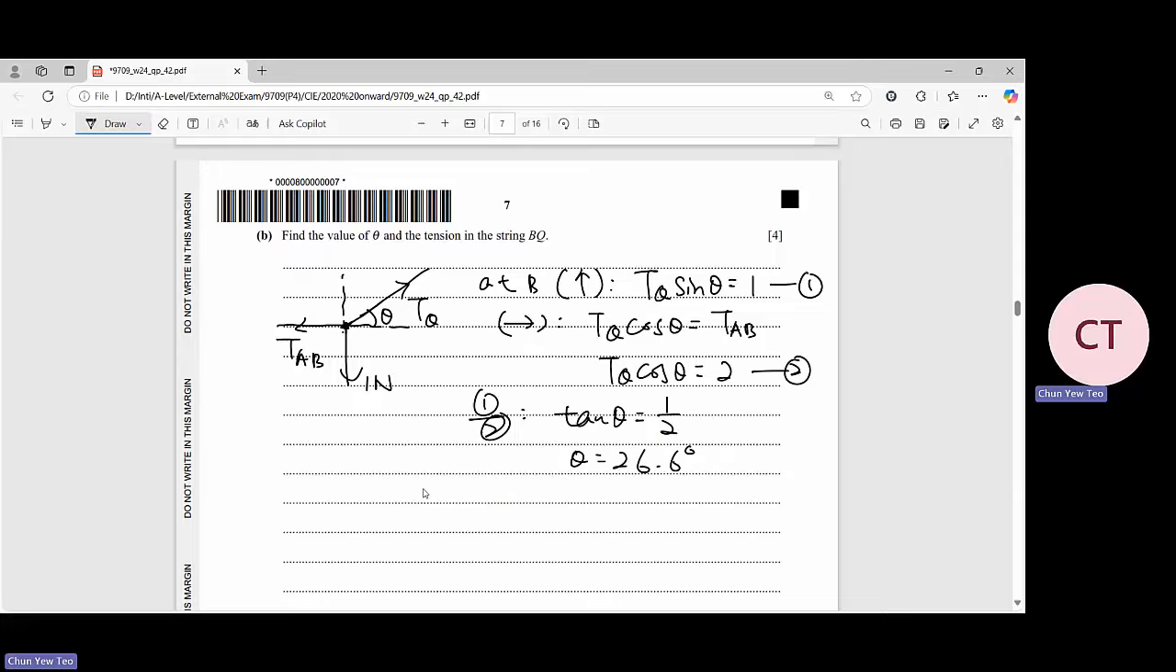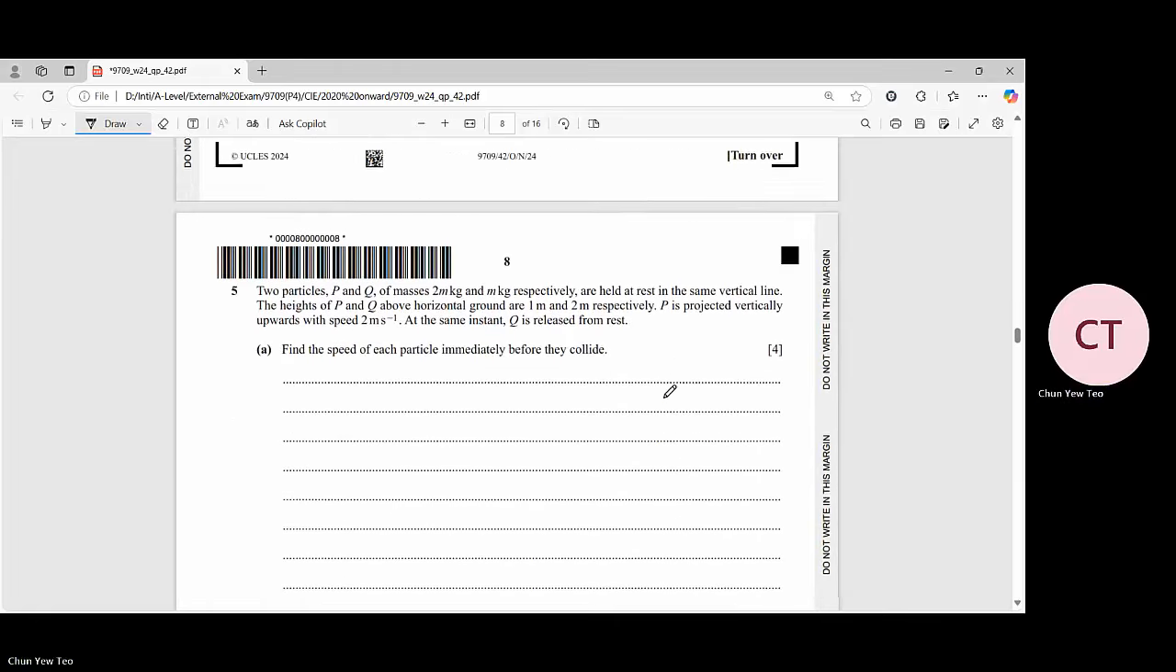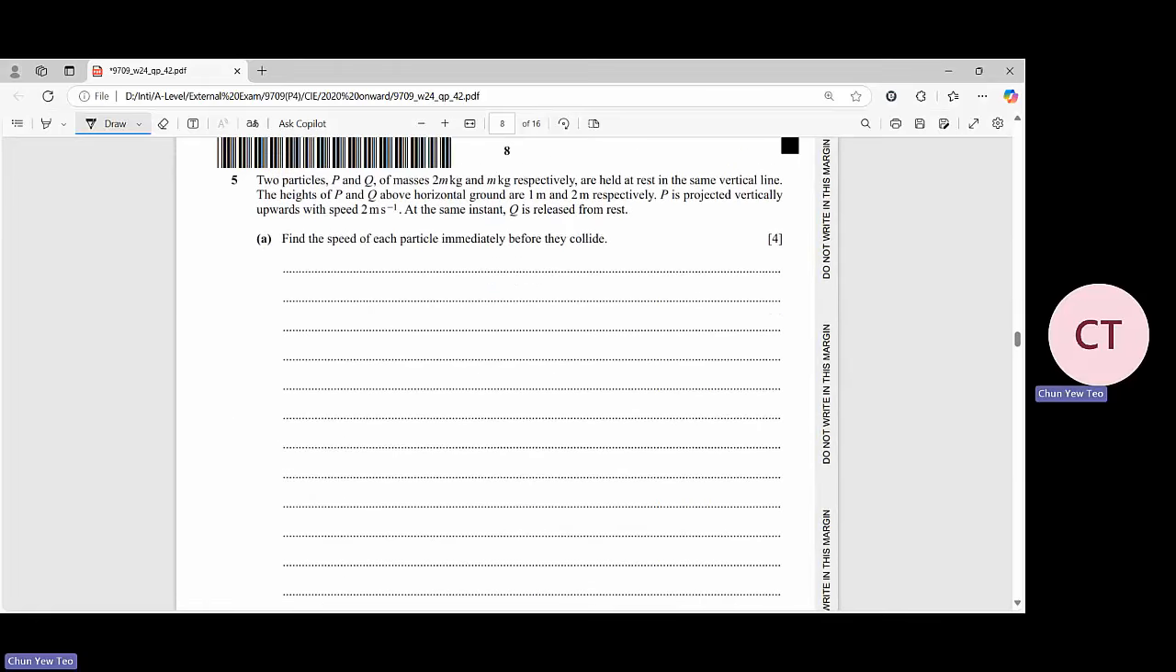And if I take the 1 square plus 2 square, then I will have TQ square is equal to 1 square plus 2 square. My TQ is actually root 5 Newton. Done. That will be my answer for the question number 4B. And moving on, we have question number 5.